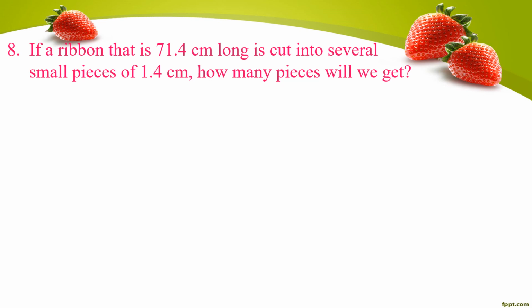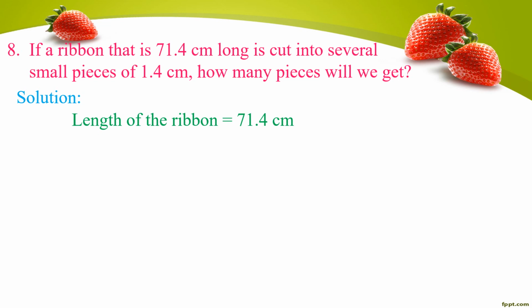Eighth sum. If a ribbon that is 71.4 cm long is cut into several small pieces of 1.4 cm, how many pieces will we get? This is the question. The total length of the ribbon is 71.4 cm and it should be cut into several small equal size pieces. Each piece length is 1.4 cm. So, number of pieces got from the ribbon. That is the question. Let us move on to the solution.